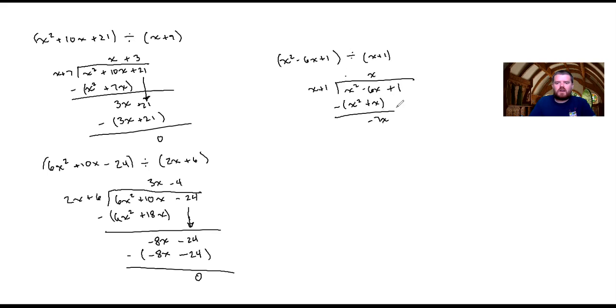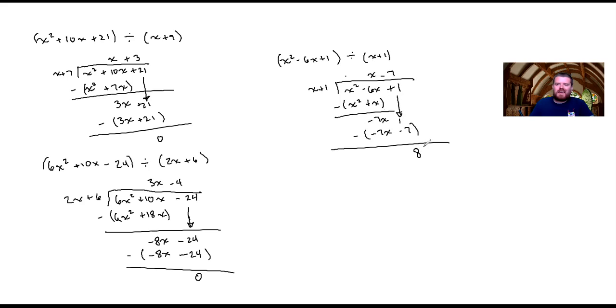Again, divide. Negative 7x divided by x gives me negative 7. Multiply it back. Negative 7 times x is negative 7x. Negative 7 times 1 is negative 7. So then when I go to subtract these, the x's cancel, but 1 minus negative 7 gives me 8.